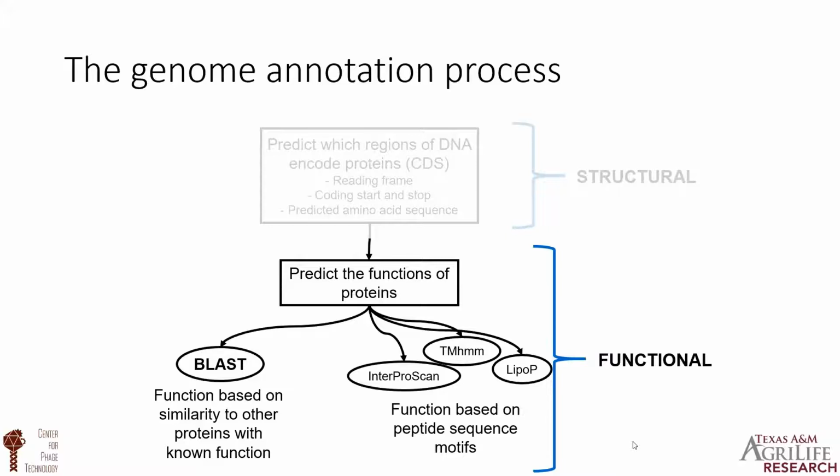To begin the functional workflow, we will assume that you've already completed the structural workflow and you have already identified all the protein coding genes. The functional part of the workflow will predict the functions of these proteins based on a combination of BLAST, conserved domain searches, and tools including InterProScan, TMHMM, LipoP, and others.